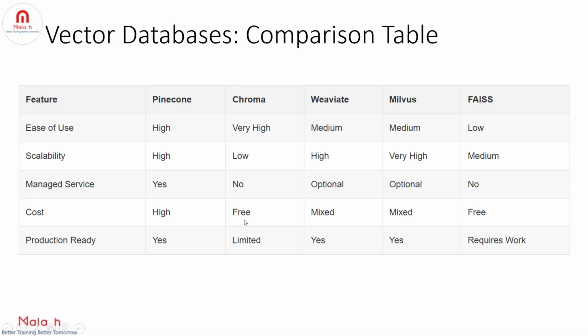And cost: both Chroma and FAISS are free, Pinecone is high, and Weaviate and Milvus are mixed, right? And when you are building production ready applications, then you go for Pinecone, Weaviate or Milvus. For Chroma, you have only limited support, and FAISS requires some work, right? So there is a lot of learning curve, and it requires more work when you use FAISS, right?